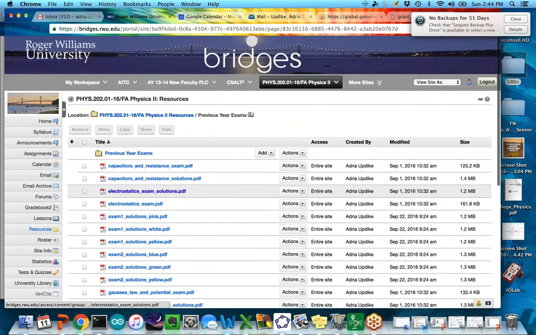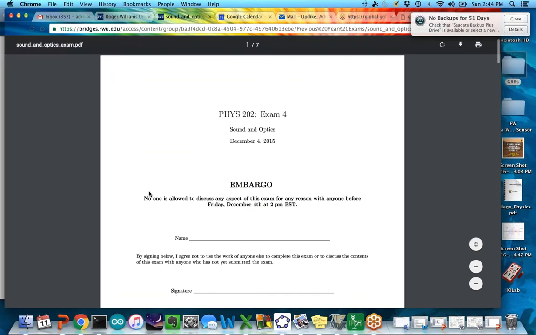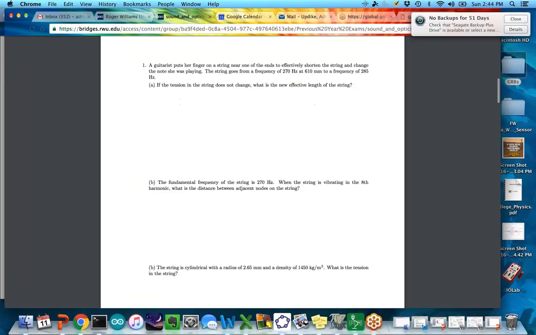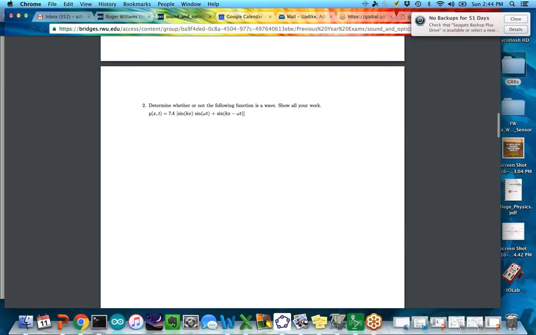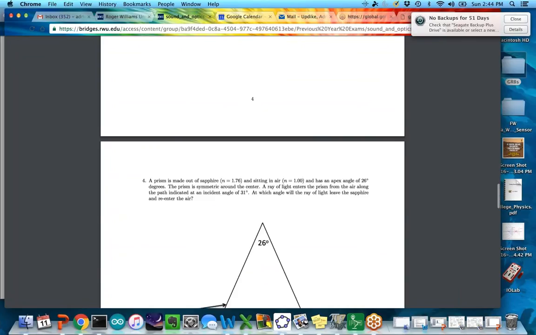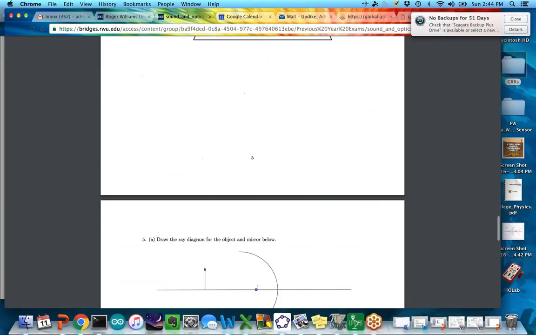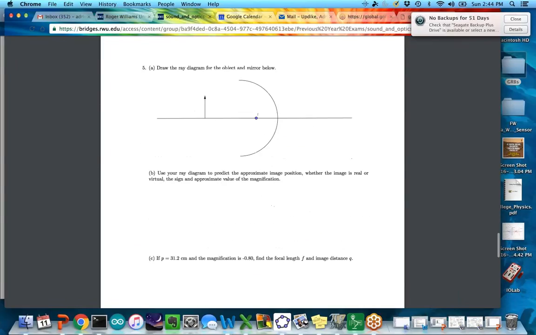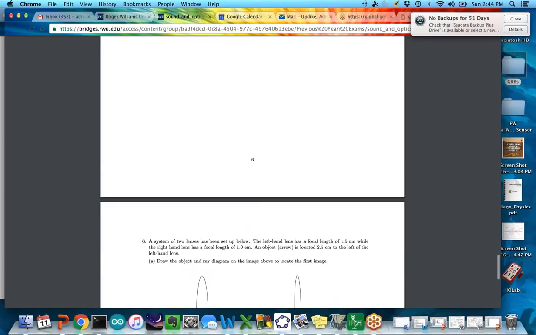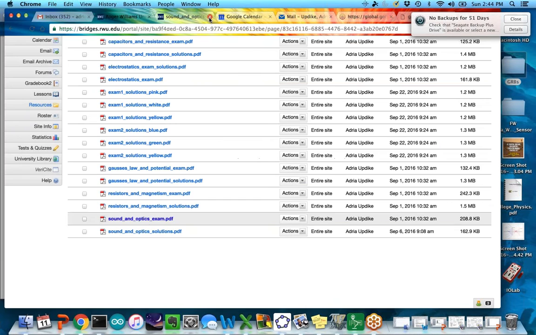Previous year exams. Sound and optics. That's a good string problem. We won't have this one. And that could happen. Let's see. This one, very likely something like that. Maybe even counting dispersion will occur. So that's a good one to look at. Something like this, yes, this is a good problem to look at. This one, no, that one's a little bit too complicated. We didn't get to that.